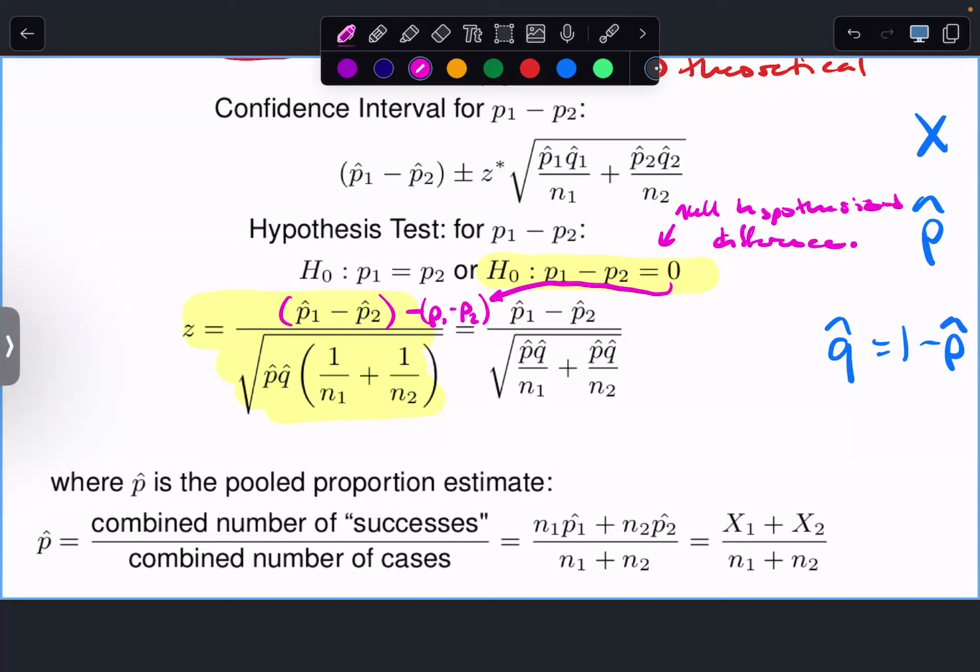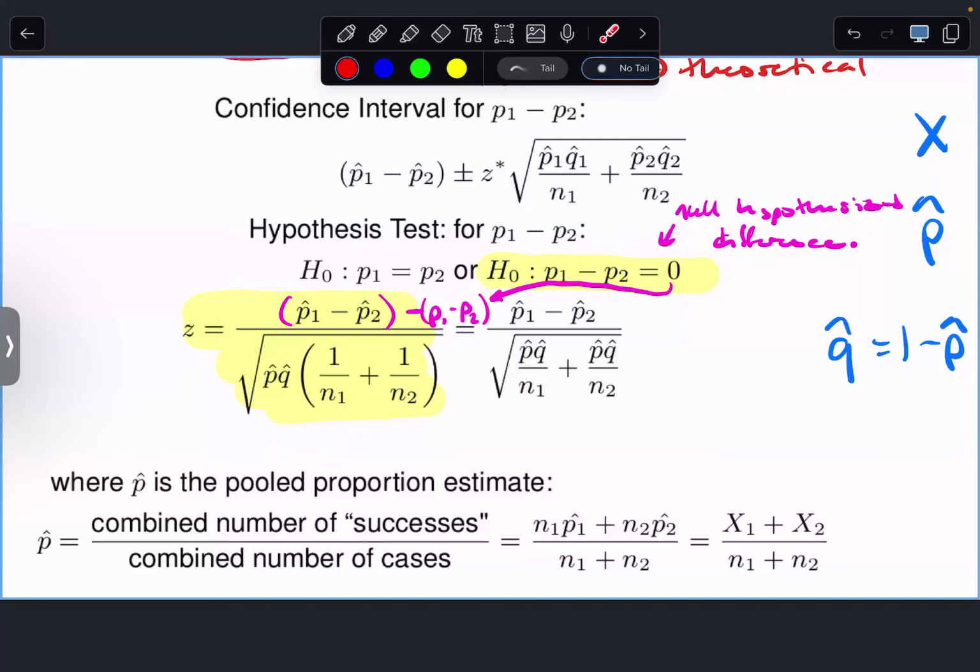That's why it's not even on the formula sheet, right? Because minus 0 doesn't do anything. So I've eliminated it. It's technically there, but you can just ignore it because you're just seeing how far this difference in the sample proportions is from zero, right? Taking into account the spread.